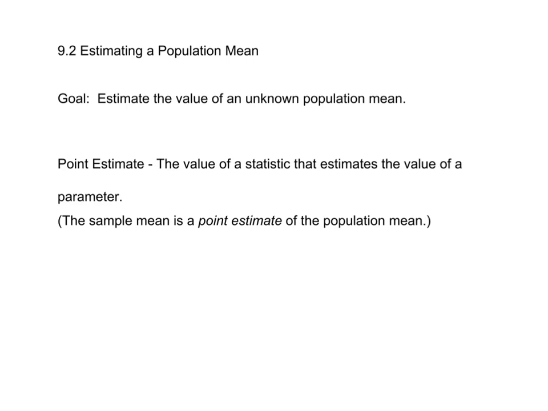Our goal in this section is to estimate the value of an unknown population mean. That's what we want to do. We want to take sample data, the sample mean, and use it to make a statement about the population mean. And we once again define point estimate. That is our statistic that estimates the parameter. In this case, it's the sample mean, estimating the population mean.